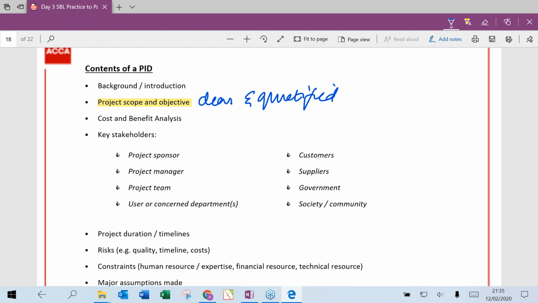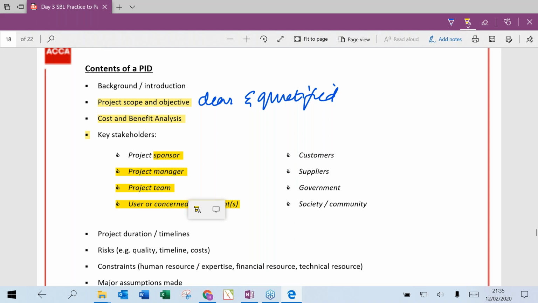Okay, and then after that cost benefit analysis will be there, obviously. Nobody mentioned key stakeholders. In a project initiation document, all the key stakeholders who will be affected by the project should be mentioned. So I have given a comprehensive list of possible stakeholders. This may vary from case to case, but generally, if you remember this list, you will be safe.